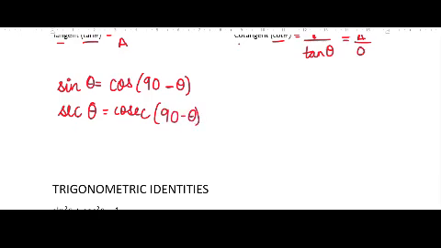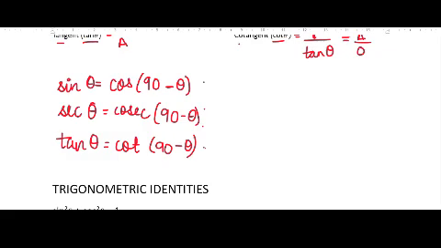All right, now that you have this, what is the last one? You have tan. Tan theta can also be written as cot 90 minus theta. Okay, you will have to remember these because they come under conversions later on.